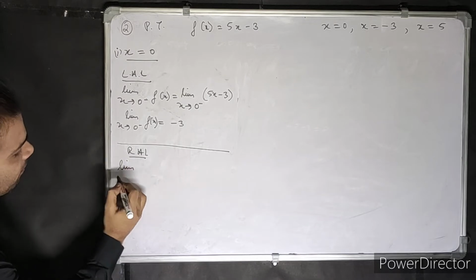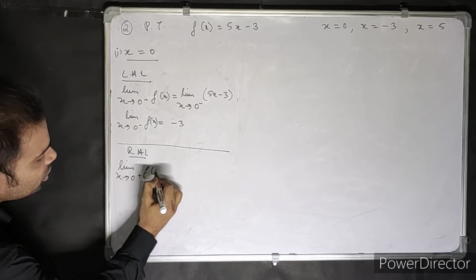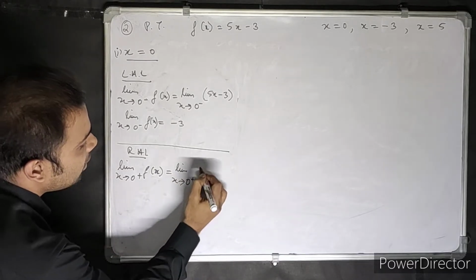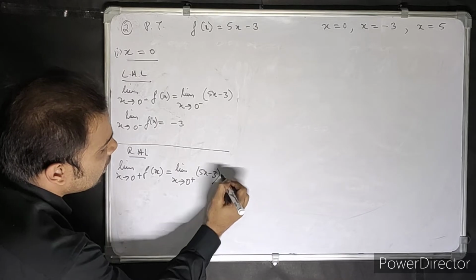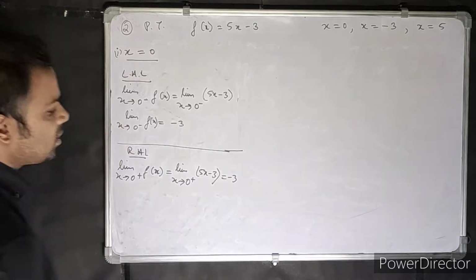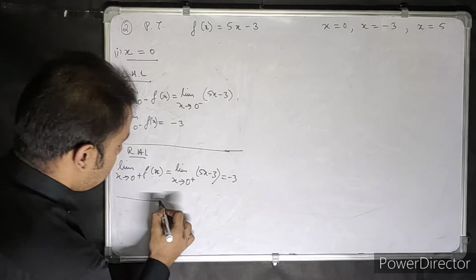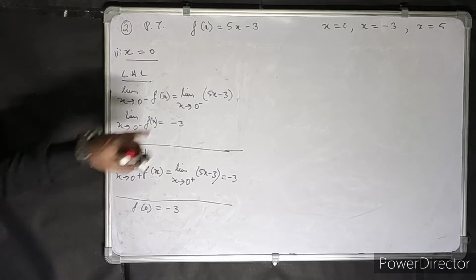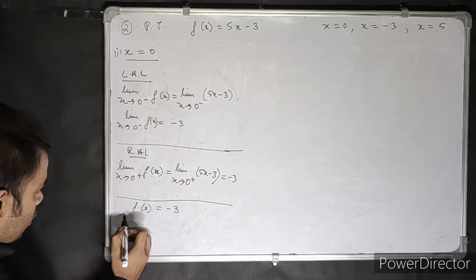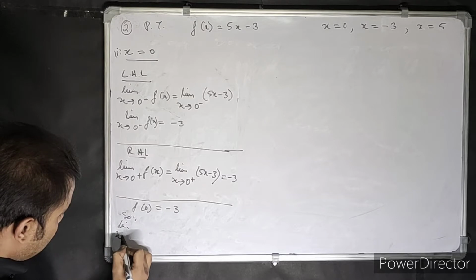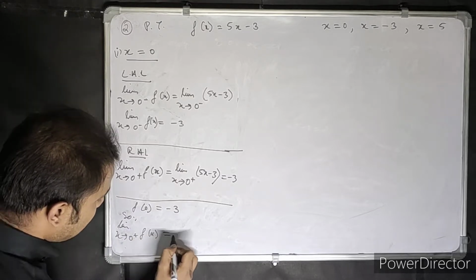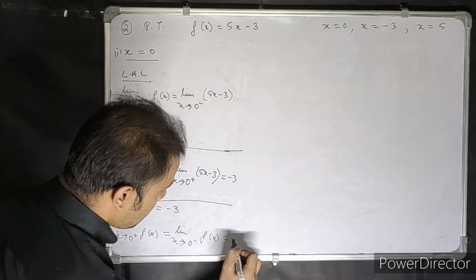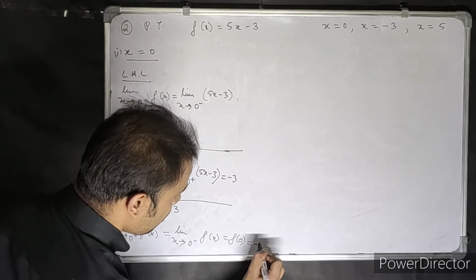Okay, so that is limit of x tends to 0 positive, approaching from the positive side, that is 5x minus 3, that will again give you minus 3. That's it. Now what is the next part? F of 0. So f of 0 is also equal to minus 3. Put 0 over here, you will get minus 3. So limit of x tends to 0 positive f of x is equal to limit of x tends to 0 negative f of x, which is equal to f of 0, which is equal to minus 3.